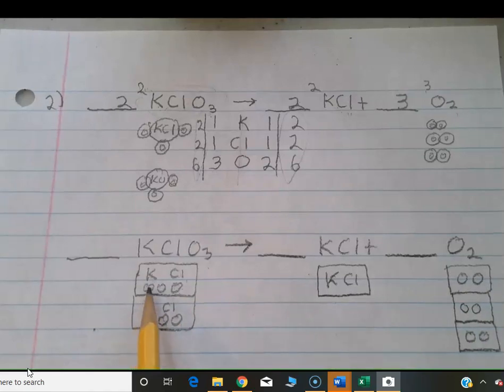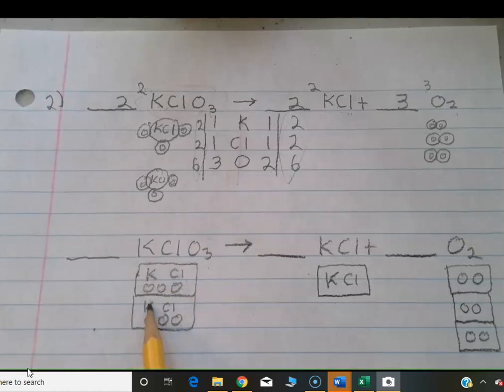Okay, so now I have 1, 2, 3, 4, 5, 6 oxygens, 1, 2, 3, 4, 5, 6 oxygens, so the oxygens are in balance. Now what about potassium? And you have to do the elements one at a time. I could have picked chlorine, I chose to pick potassium.